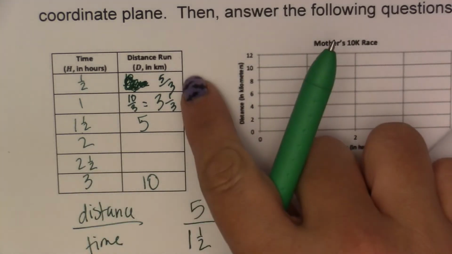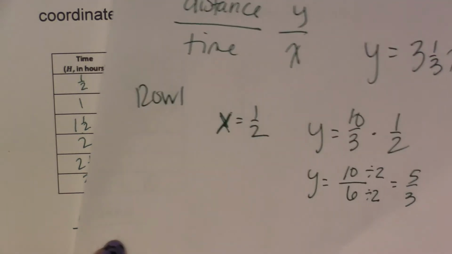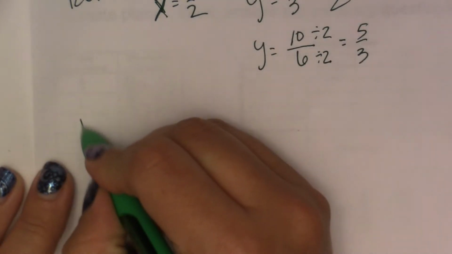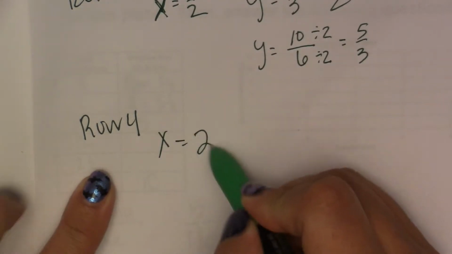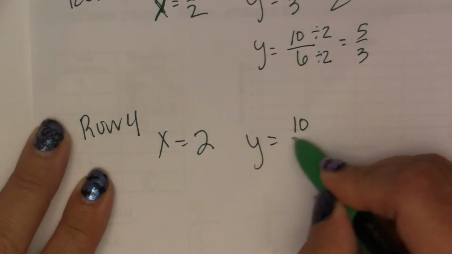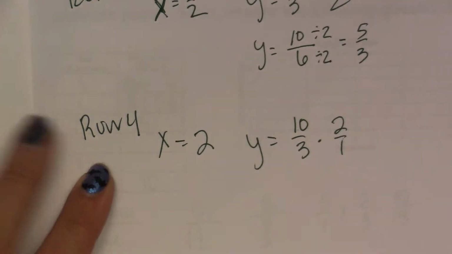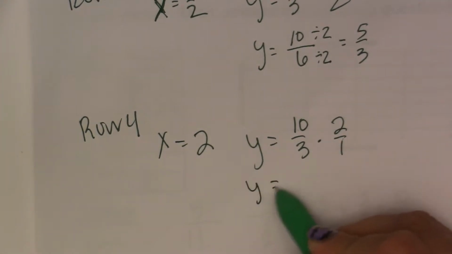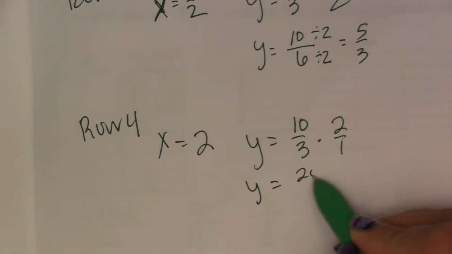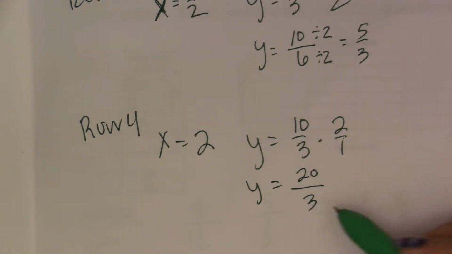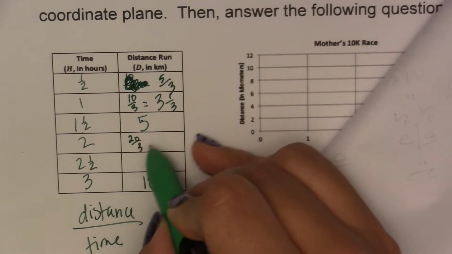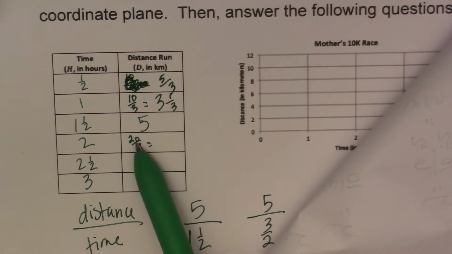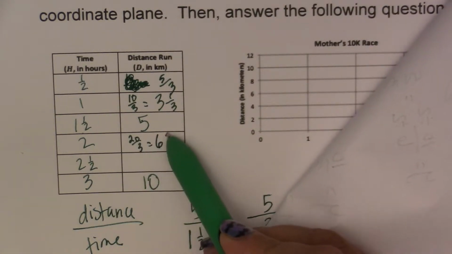All right, so I'm going to do row 1, 2, 3. Let's do row 4. All right, so my time in this case is 2. And we're going to do the same thing. So we're going to go 10/3 times 2/1. When I multiply, 10 times 2 is 20. 3 times 1 is 3. So this would be 20/3. Which, let's see, 3 goes into 20 6 times. That would be 18, and I'd be left with 2.